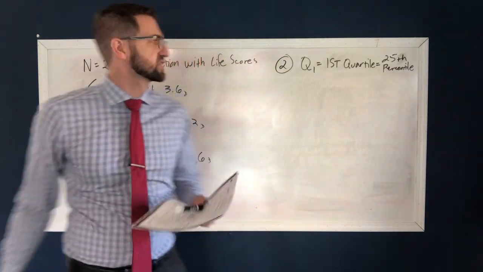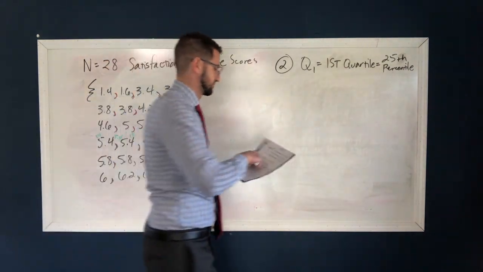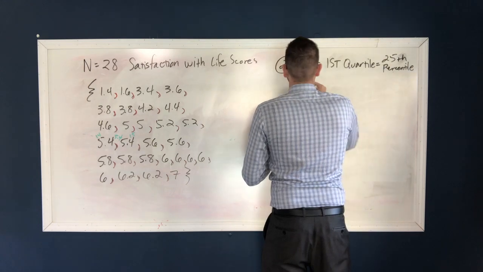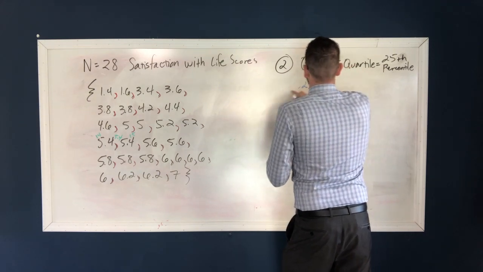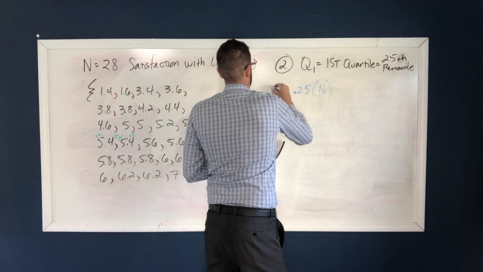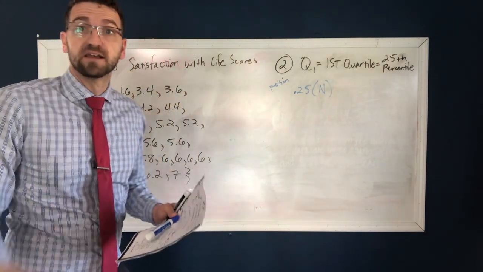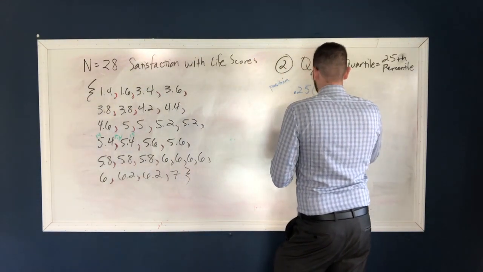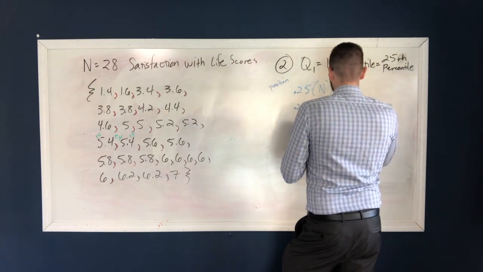So the next thing we're going to talk about is the Q1. The Q1, also known as the first quartile or the 25th percentile. So the equation to find the position of the first quartile is 0.25 multiplied by n. 0.25 multiplied by n, which is 28, is going to give you the 7th position.